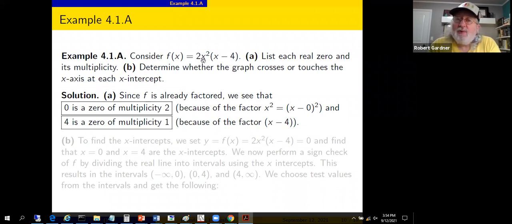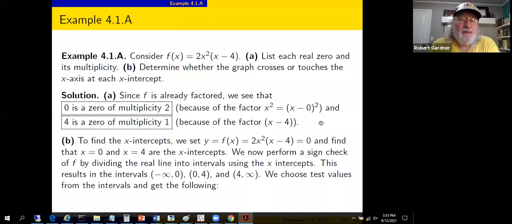So we'll set this x squared factor equal to 0, and we find x equals 0 is a zero or root. It's of multiplicity 2 because that factor of x is to the second power. 4 is also a zero or root. It's of multiplicity 1 because we're dealing with a factor x minus 4 to the first power. So only 2 real zeros. That means only 2 x-intercepts.